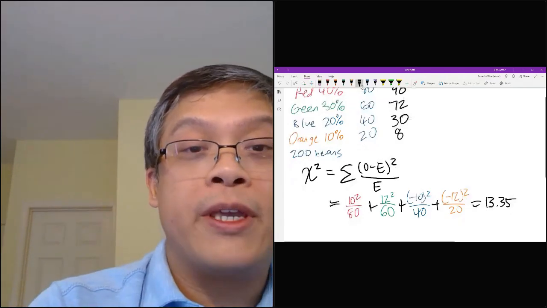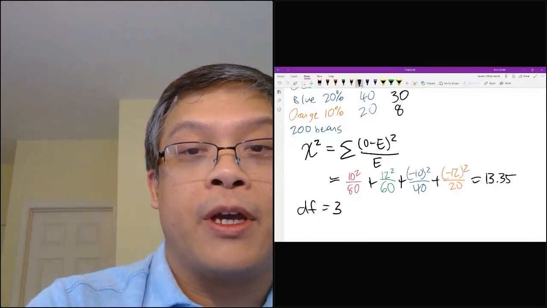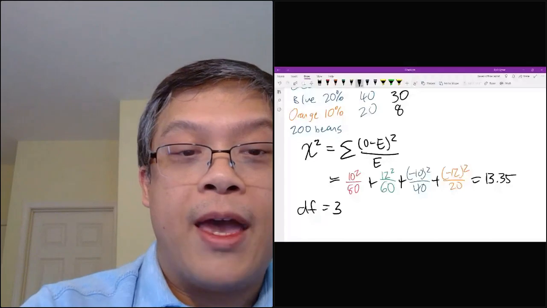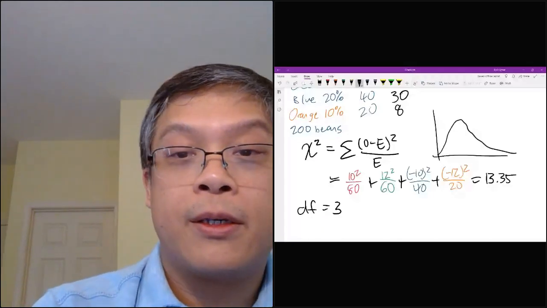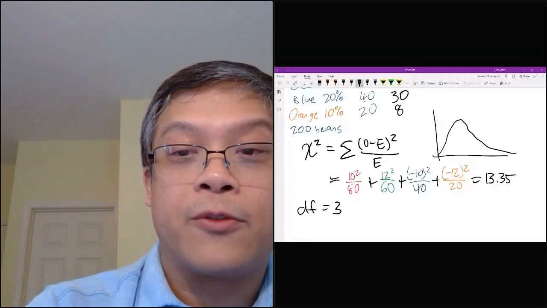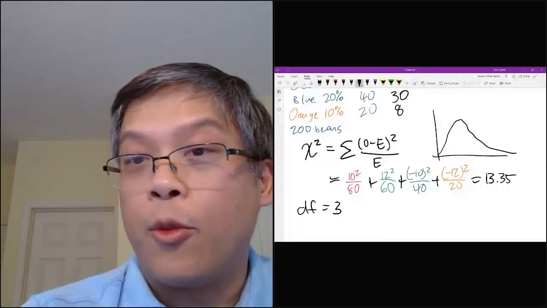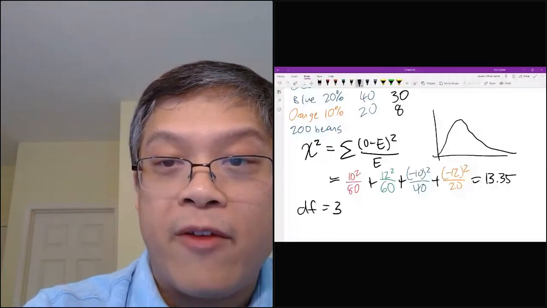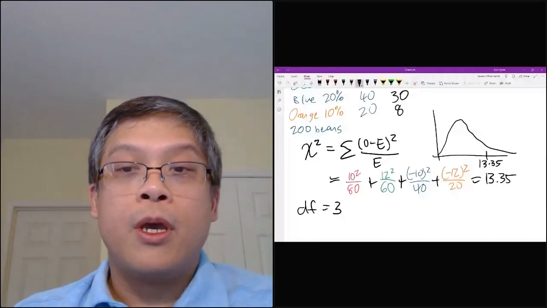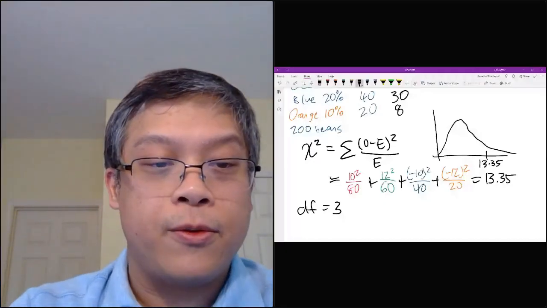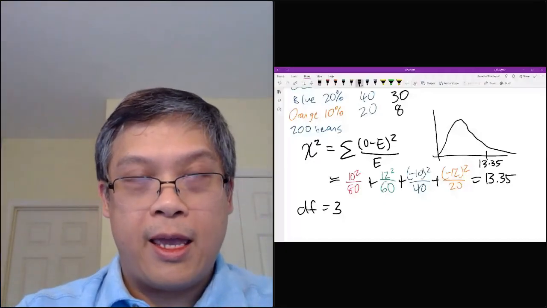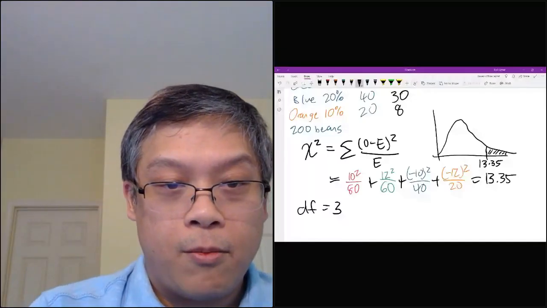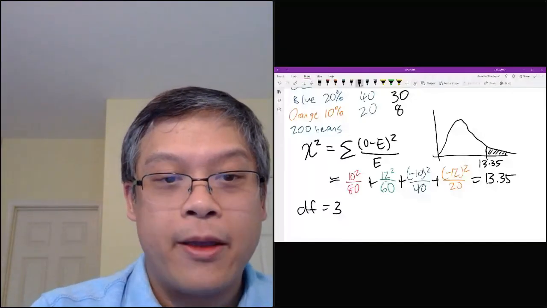And chi-squared only increases. Chi-squared is a right-skewed distribution, which has a shape roughly like that. And then you'd run the chi-squared curve, and then you'd find the probability to the right of 13.35. Your calculator automates all of that for you. But that's the basic structure of how to compute a chi-squared test statistic.